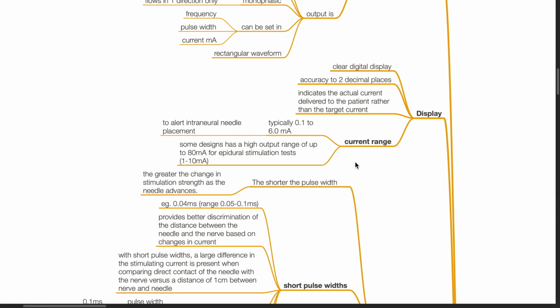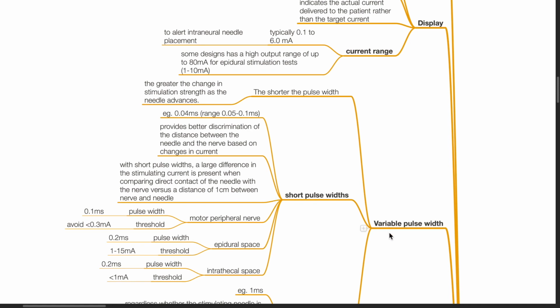Current range is typically 0.1 to 6 milliamps to alert to intraneural needle placement. Some designs have a higher output range of up to 80 milliamps for epidural stimulation tests, which range typically from 1 to 10 milliamps. It has a variable pulse width.